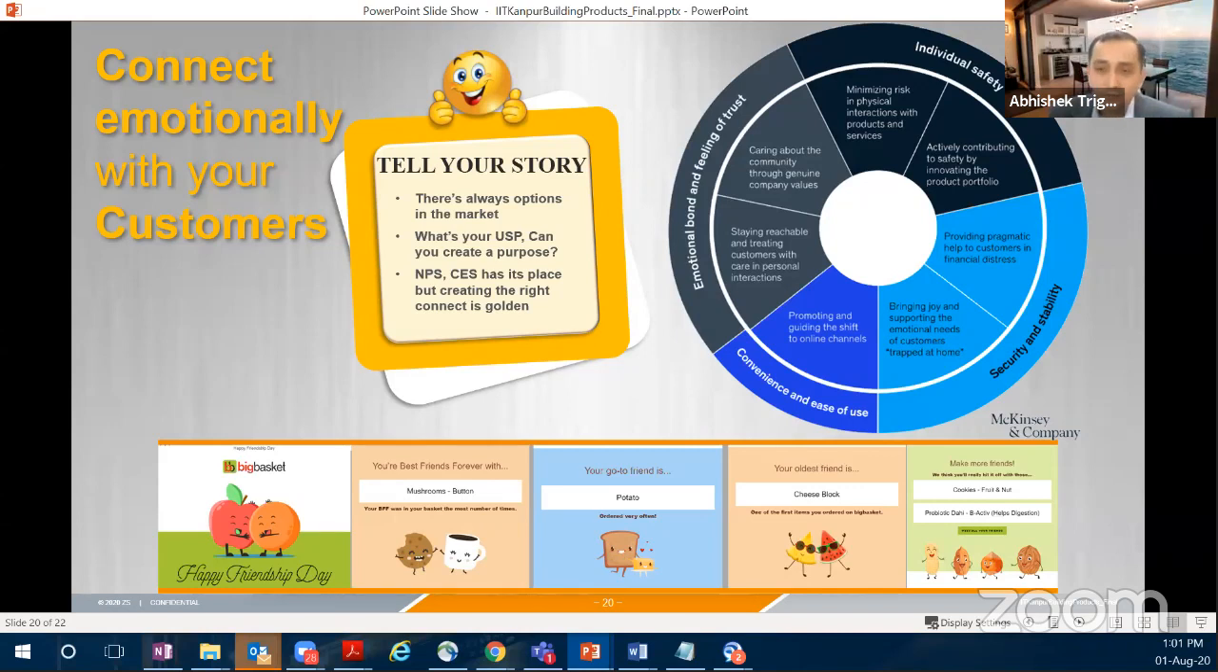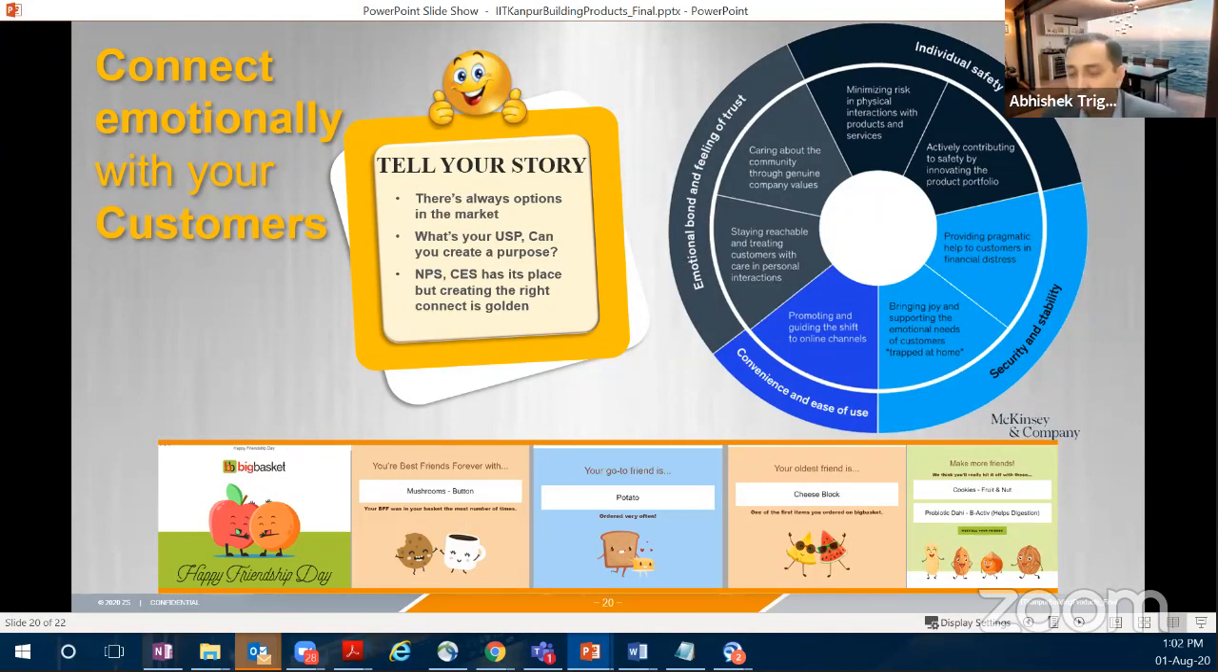Concepts of NPS, which is Net Promoter Score, CSAT, expectation scores, customer experience scores, and so on. These are all good metrics, no question. But the best one, I feel, is how do you create the right connect? I feel that's the priceless area that we all should focus on.